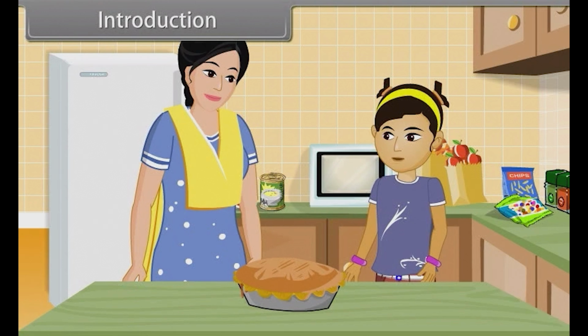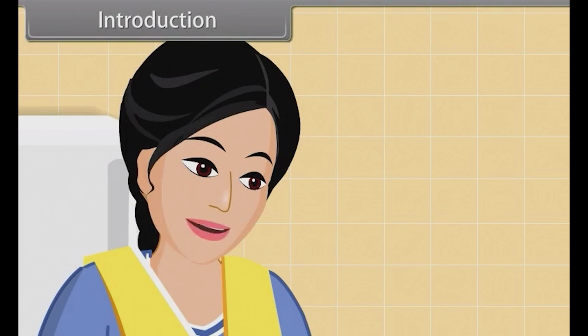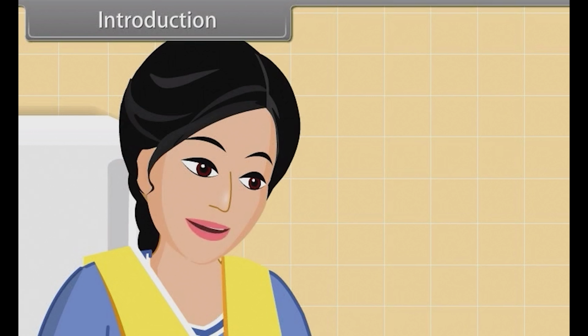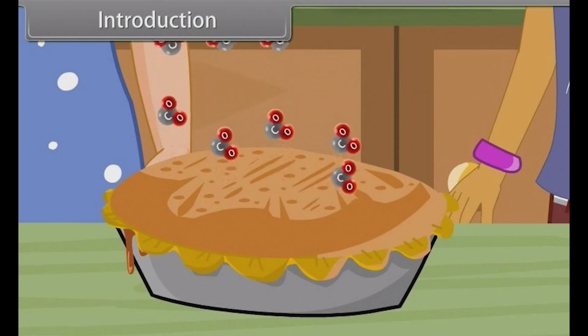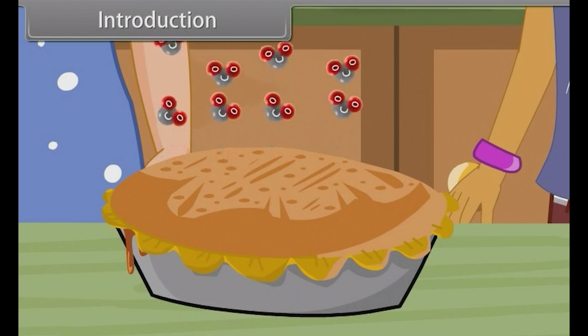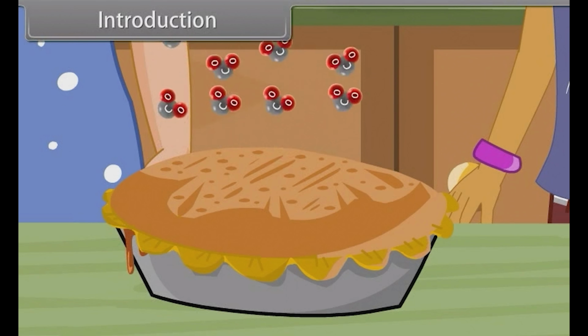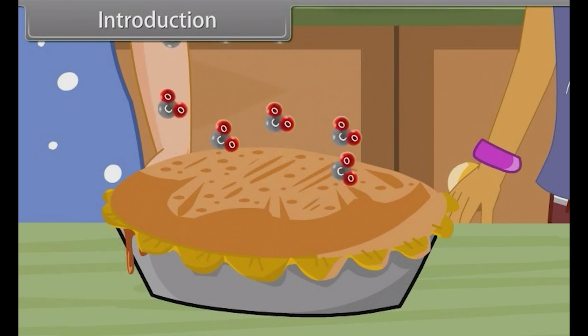Mother, can I ask you something? Yeah, sure. How are these holes generated in the cake? Okay, I'll tell you. You know we add baking soda in the mixture? Yeah, then? When baking soda is heated, it produces carbon dioxide gas. The bubbles in cake are due to escape of carbon dioxide gas. It makes the cake light and fluffy.